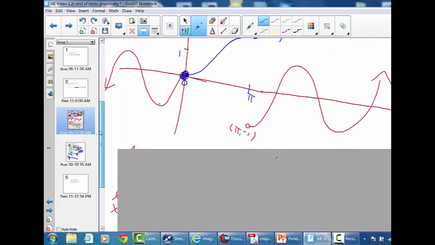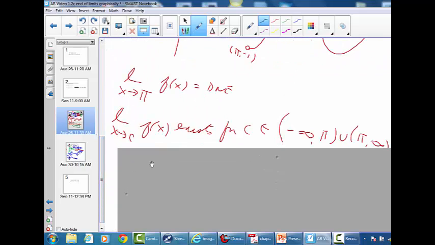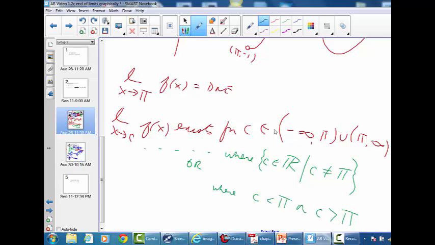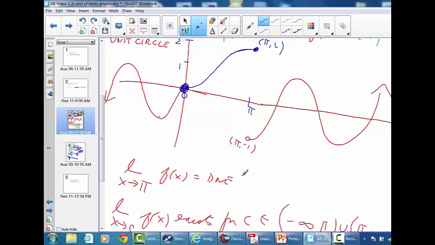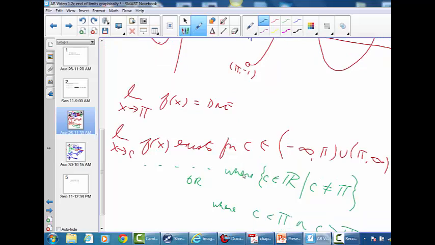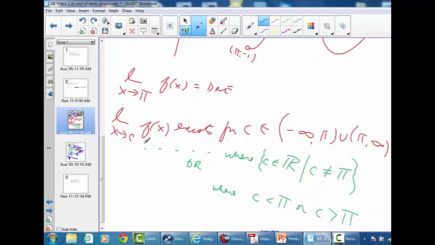So as you can see from those 2 points right here, we have that the limit as x approaches pi does not exist. And the reason is because the limit as x approaches pi from the left, which is 2, does not equal the limit as x approaches pi from the right, which is -1. So the limit as x approaches c of f of x exists for all real numbers except c.